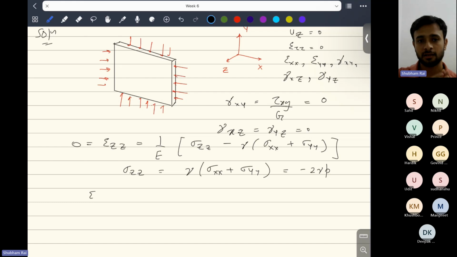It means when you are pressing it from the x and y direction, the plate will try to bulge. The plate will try to expand in the z direction, but we are not allowing it to expand. So there will be a compressive stress developed, because it has to expand, but you are not allowing it to expand. It means there is some compressive force acting on the plate that is restricting it from expanding. That's why this compressive force emerges.